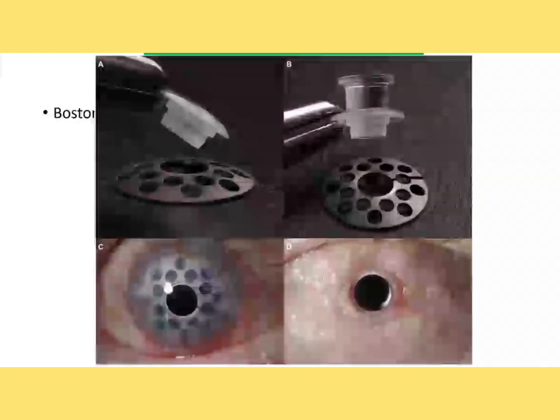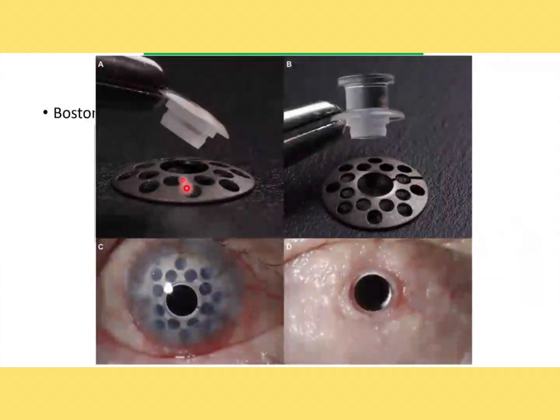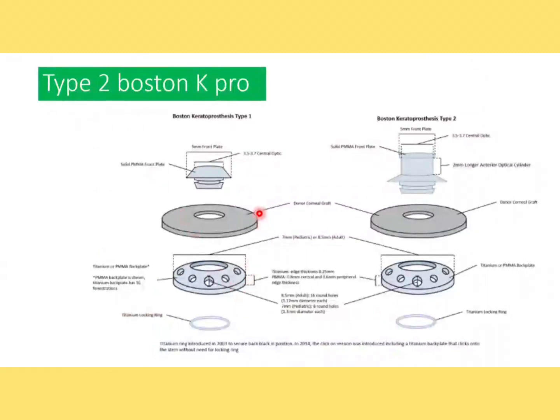So here in this picture, this is the type 1 Boston keratoprosthesis. If I talk about the design of this Boston keratoprosthesis, this type 1 Boston KPro consists of a front plate, back plate, and a locking ring. Here, I will show you the locking ring. In this picture, you can see the front plate, the back plate, the donor cornea, and this is the locking ring, which is made up of titanium.